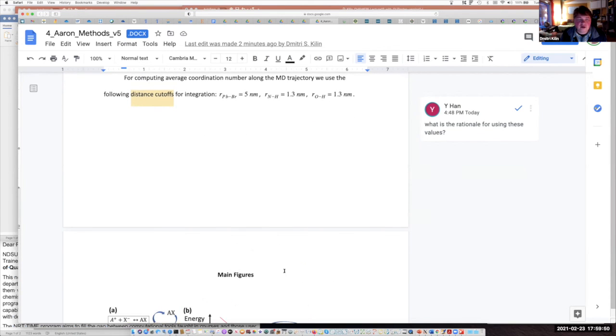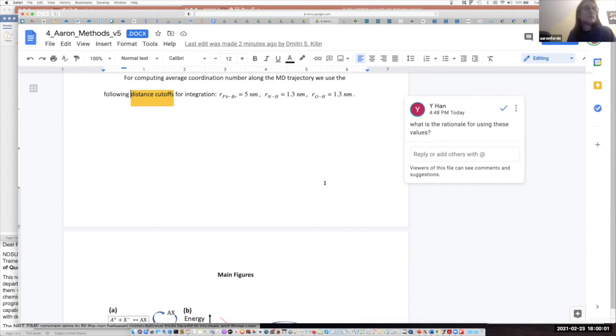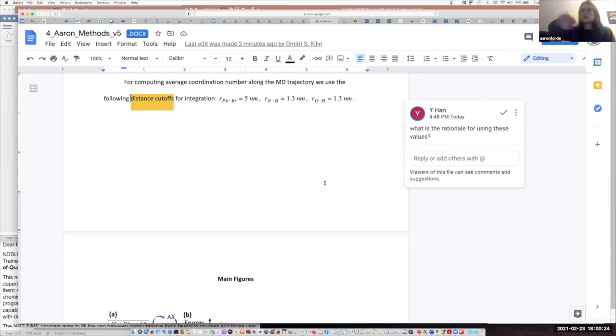What is the rationale to use these values? For at least one time step, you can plot where the first coordination peak saturates. So it integrates up to, say, 5 nanometers, and then the peak plateaus until it hits the next coordination sphere. And these values correspond to the midway points between the first coordination sphere and the second coordination sphere. Yeah, maybe this brief explanation can be added.